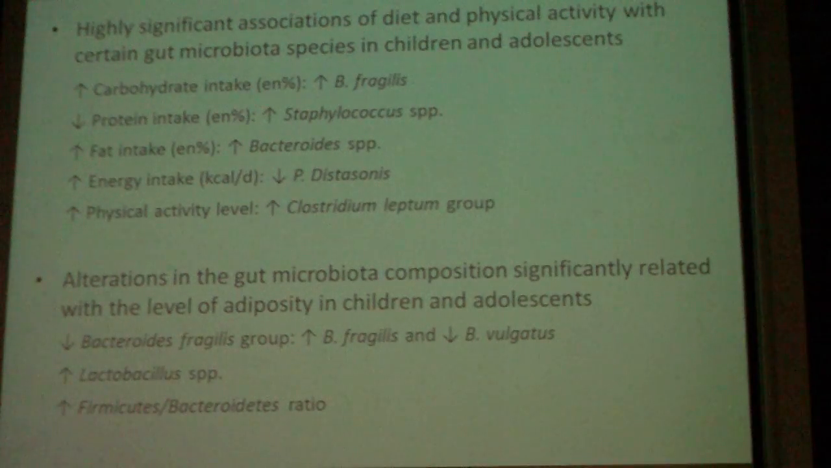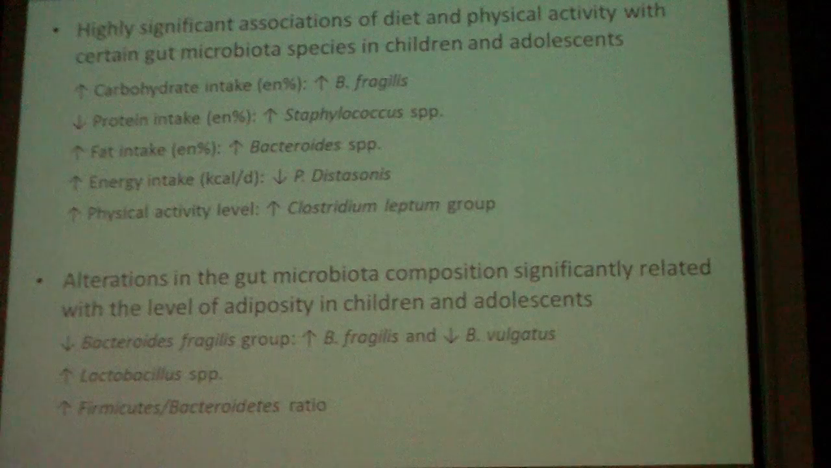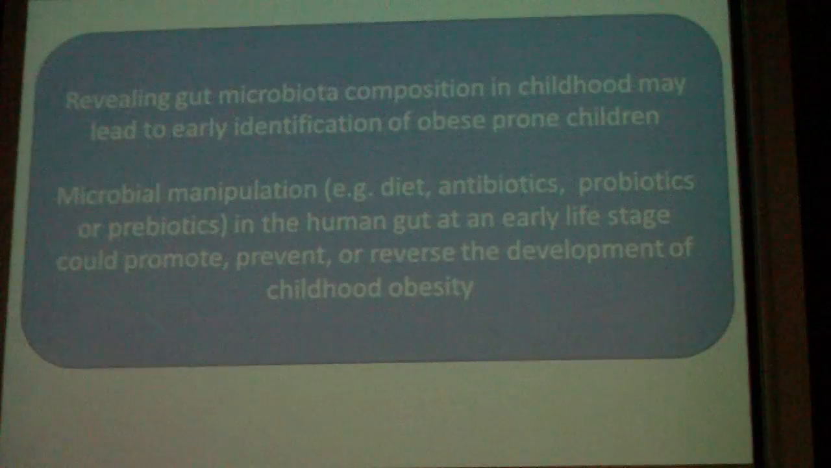So obese children had a lower level of Bacteroides fragilis, including a higher level of Bacteroides fragilis subspecies, and a lower level of Bacteroides vulgatus. We also saw that there was a high presence of lactobacilli, and the ratio of Firmicutes to Bacteroidetes was elevated. So lactobacillus and also subspecies of the Bacteroides fragilis group could be important in the causes of obesity.